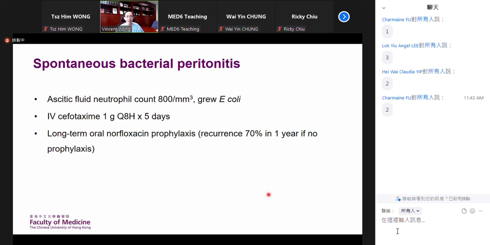SBP, this patient has SBP as evidenced by a high neutrophil or polymorph count. So we diagnose SBP when it is over 250 per cubic millimeter. And in this case, the ascitic fluid also grew E. coli. So we gave him IV cefotaxime for 5 days and also started him on long-term oral norfloxacin prophylaxis. This is because if left untreated, 70% of the individuals would have a recurrence of SBP, and we know that every episode of SBP can kill the patient. So long-term prophylaxis is important.